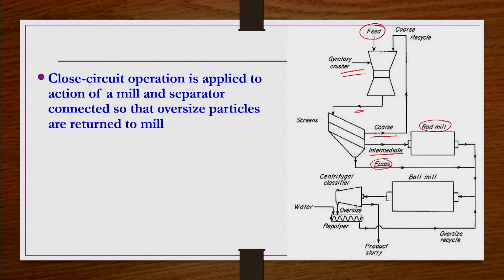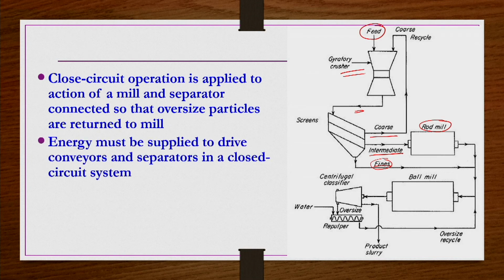Closed circuit operation is applied to the action of a mill and a separator connected to it. Oversized particles are returned to the mill. Energy must be supplied to drive the conveyors and separators in closed circuit systems. In an open circuit system, there is no requirement of energy supply to conveyors or separators, but in closed circuit operations we may need to provide additional energy for operating these conveyors and separators.